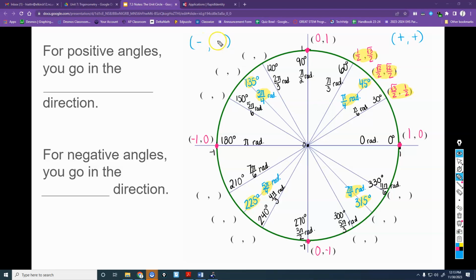Negative, and y coordinate is positive, right? Because you're going left and then you'll go up. All right. In the third quadrant, what do we have? Negative, negative. And in the fourth quadrant, positive, negative. Right? You don't necessarily have to write this on your unit circle, but if you do, it's fine. I'm not going to be grading for that.